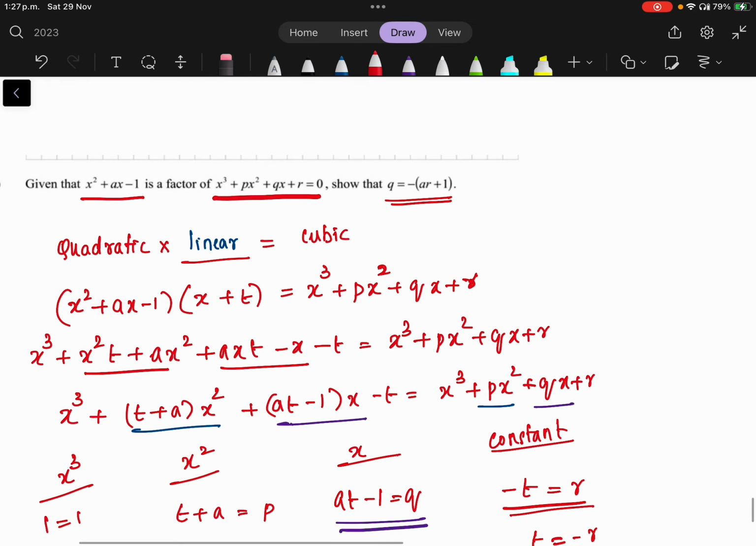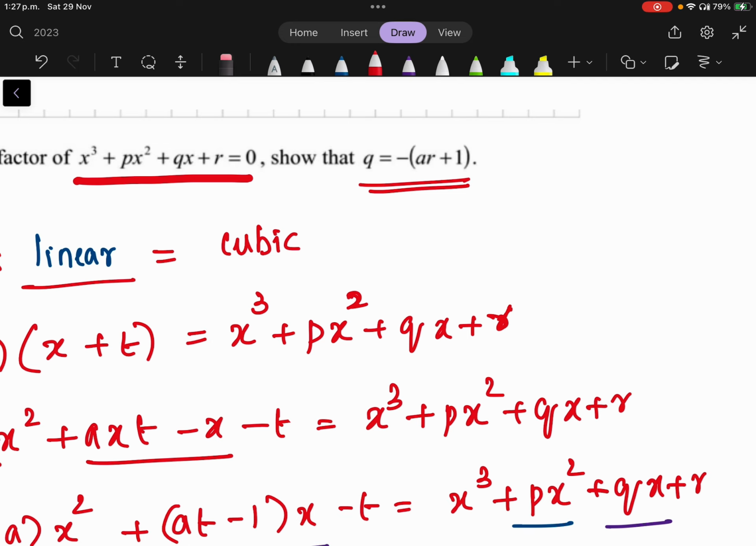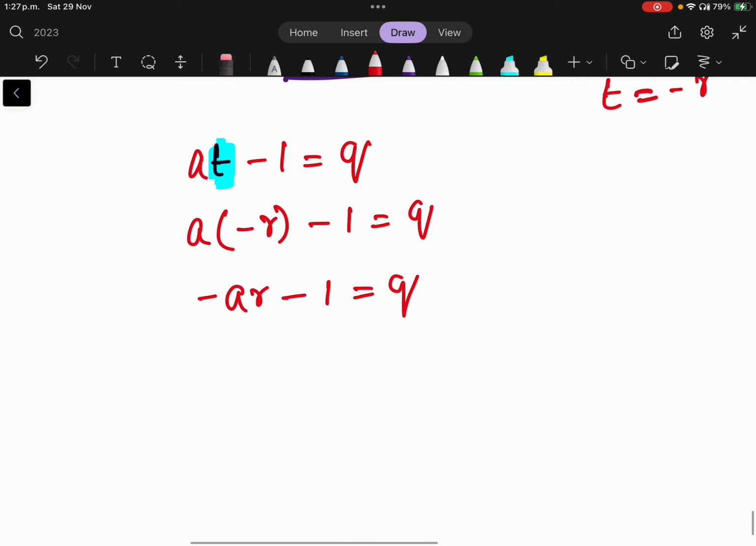And now again go back to your question. See, it is like minus of ar plus 1 in the q. So I can write this as q is equal to minus of ar plus 1. I take the minus 1 outside, and it will be simplified in this form.